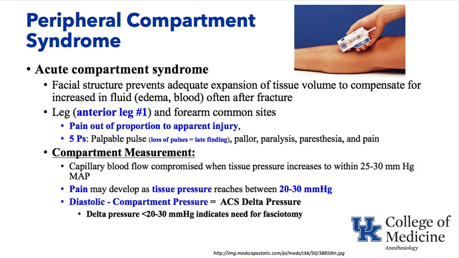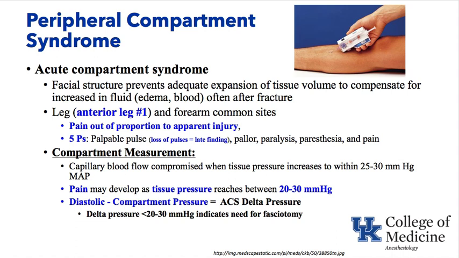When that anterior leg has compartment syndrome developing, often they will have pain out of proportion to the apparent injury. They're complaining of pain, and the 5 P's are characteristic. That is, there's a palpable pulse, and you think, well, if there's a pulse, they must be doing okay. Maybe it's not a compartment syndrome, but not true. When you lose pulses, that's a very late finding. But pallor, paralysis, paresthesia, and pain are part of the 5 P's of peripheral compartment syndrome.